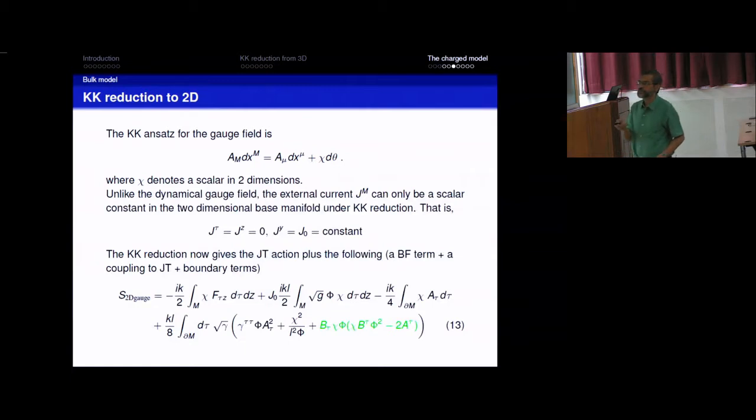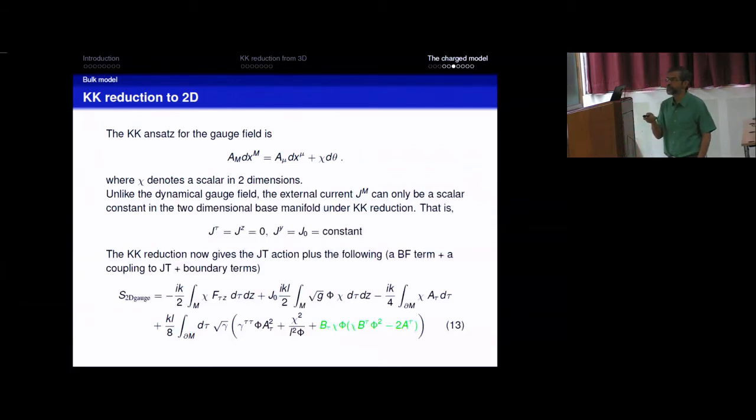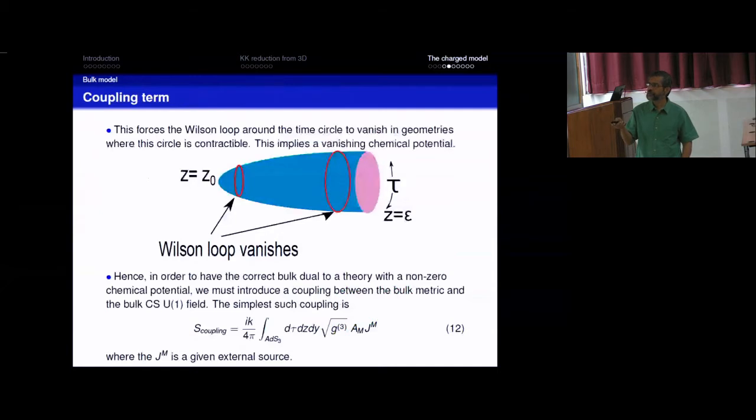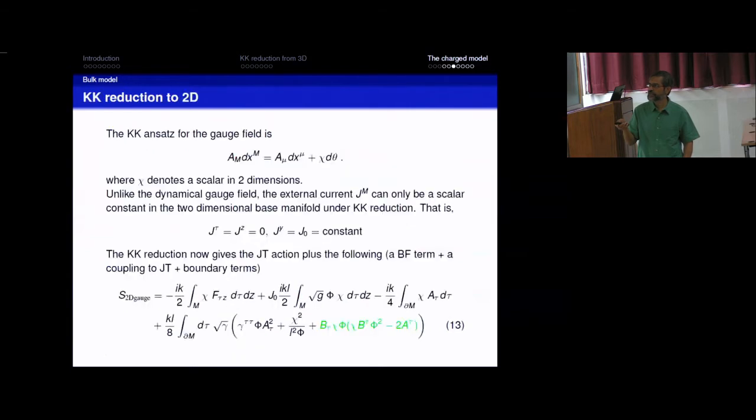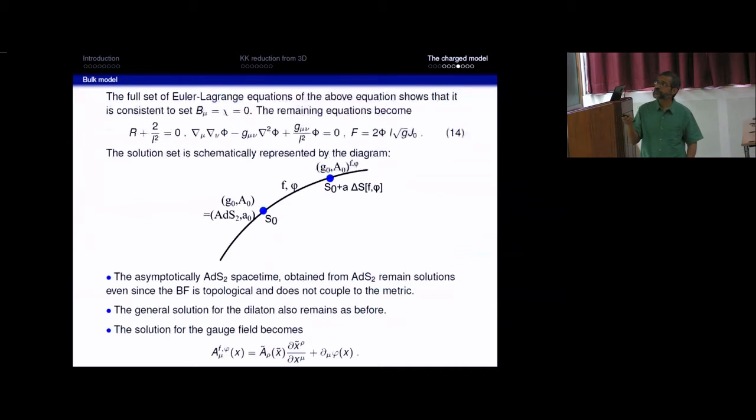Okay, all right. So this is the scalar times the F term. So this is the BF term, and this is the coupling thing. And these are the boundary terms which you can more or less read off. The interesting boundary term is the one which is phi a tau squared, which comes from the coupling term of the original U1 Chern-Simons theory itself.